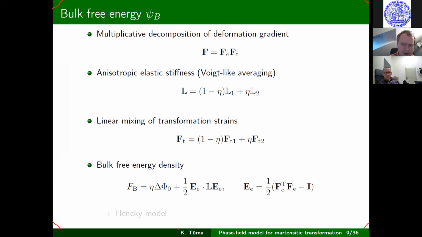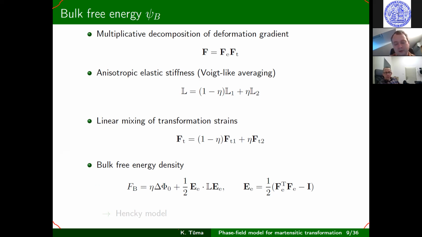So here, first I will just speak only about two phases, and then I will go to more phases. This is the free energy for two phases. Now we have to prescribe the elastic energy, the bulk free energy density. So here you can see that this is the classical Saint Venant-Kirchhoff energy. EE is the Green strain, computed as 1/2 of the right Cauchy-Green tensor minus identity, plus the chemical potential. So here you can see it is the volume fraction times the gradient times delta phi zero. So this is the chemical potential.